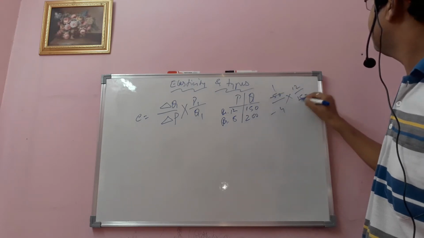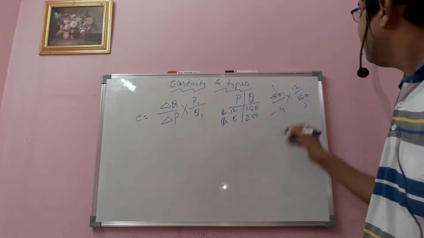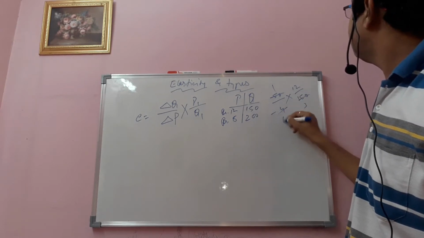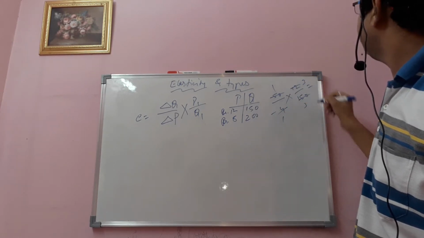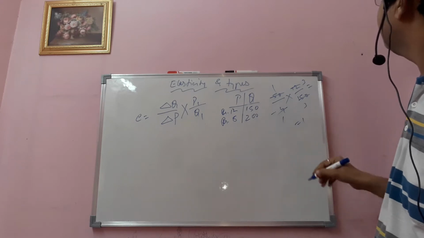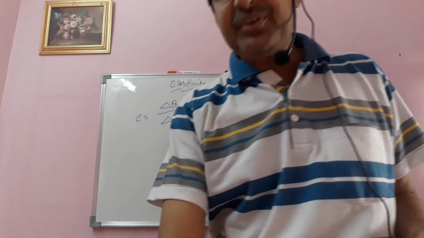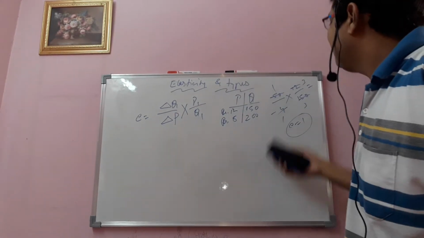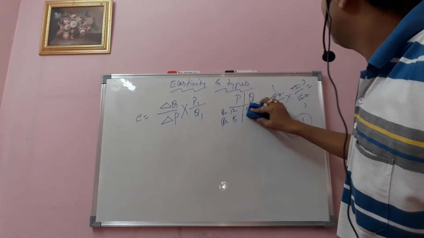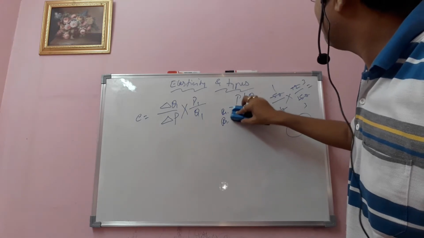So 50 into 12 is 600, and 4 into 150 is 600, so it is equal to 1. Elasticity is equal to 1 even in this case, because the proportionate change in quantity and price is one and the same. Let's take one more example.